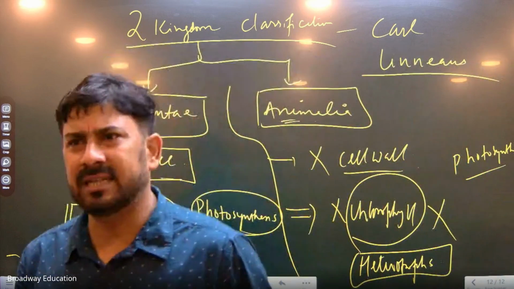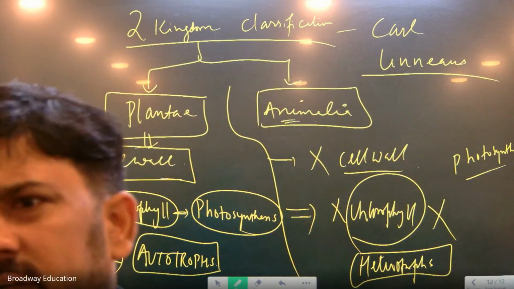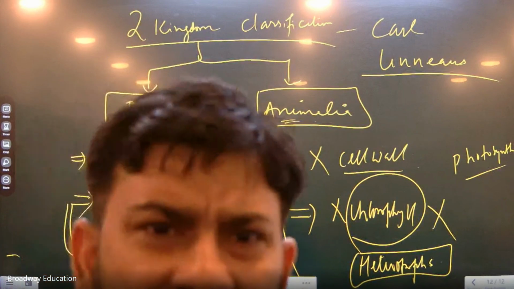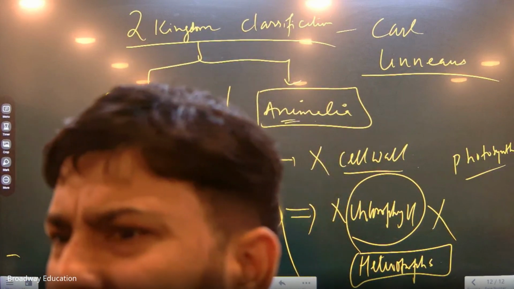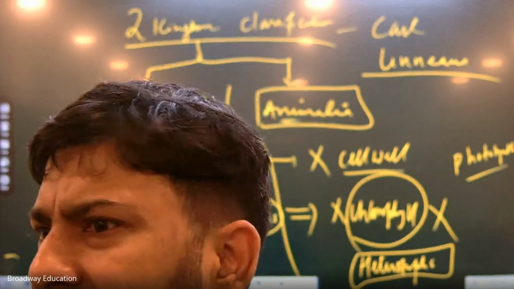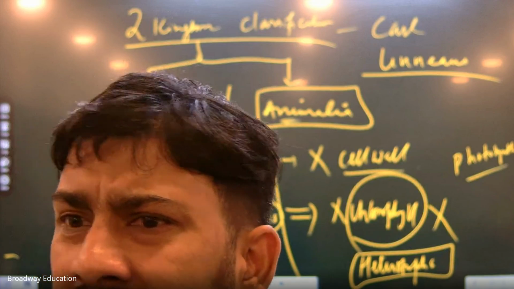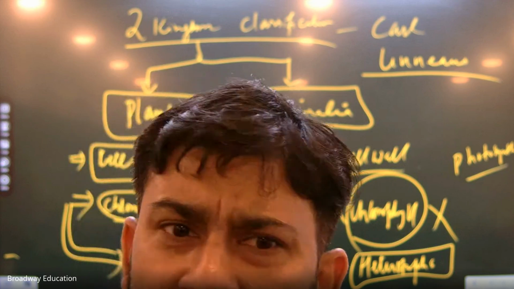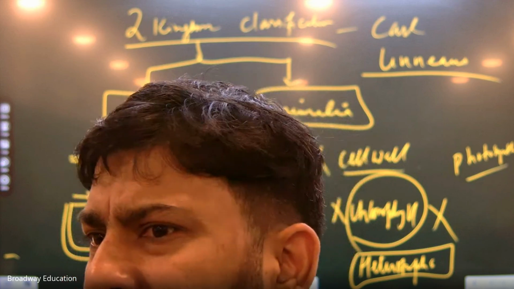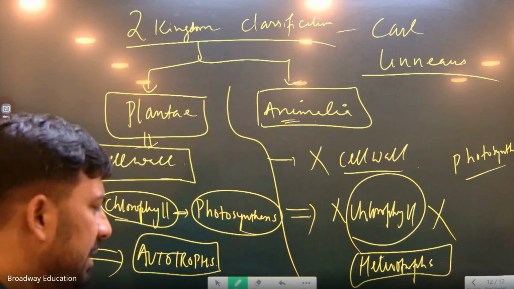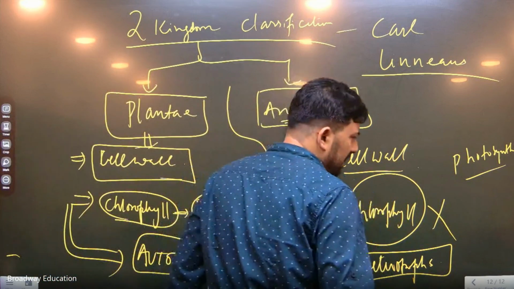He did not consider the prokaryotic and the eukaryotic cells. Yes or no? He did not consider various microorganisms such as bacteria, protozoans, fungi, and algae. Is this part clear? So many loopholes were there in his classification, and hence it was not accepted widely. Understood? Now later on, what happened? An upgraded version came after a few years.